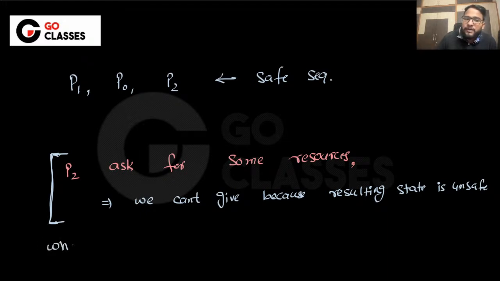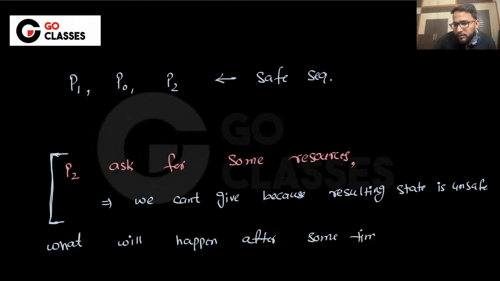What will happen after some time? Wait means wait for 5 minutes, wait for 10 minutes, wait for 1 hour, something like that, right? So what will happen after 1 hour? Let me write it that way: what will happen after some time? Why are we asking it to wait? Can anyone answer this question?